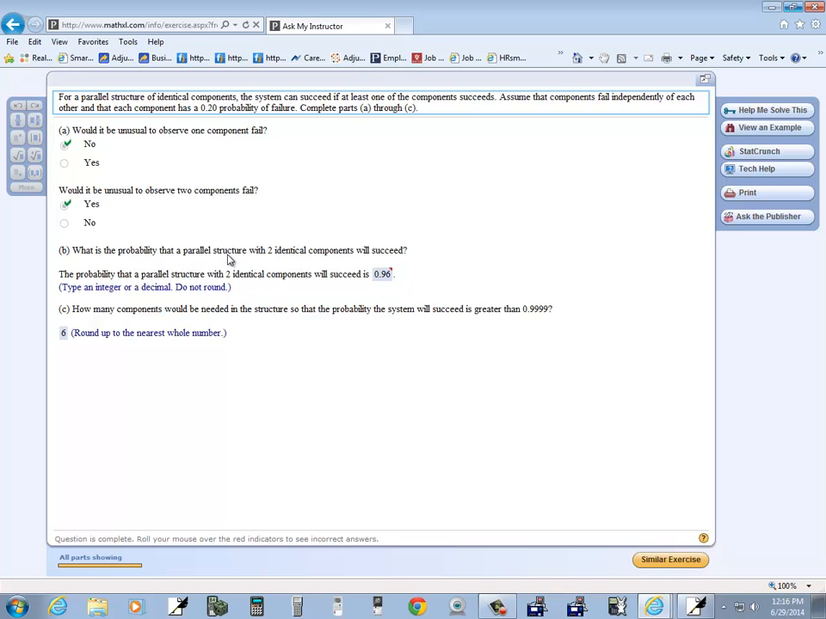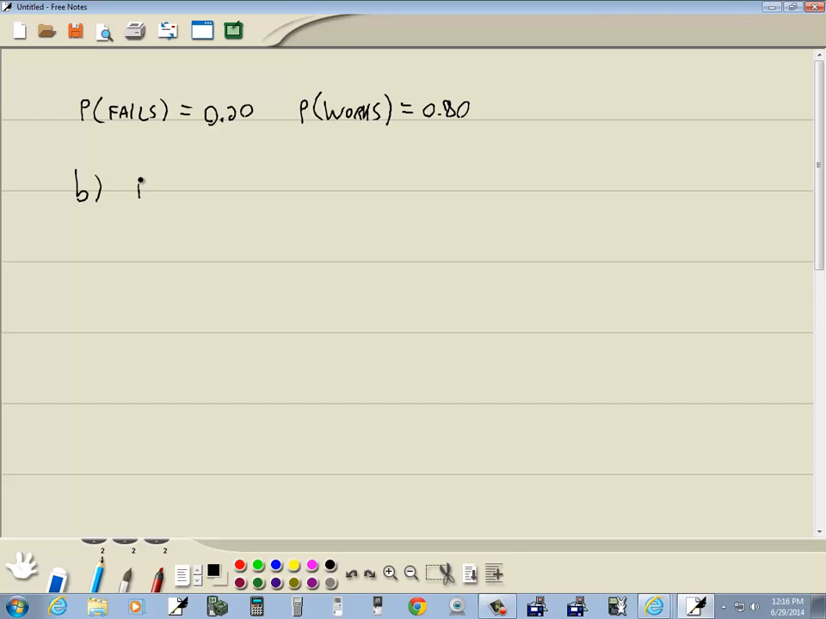Let's see. What is probably that parallel structure will, with two identical components, will succeed? For a parallel structure of identical components, system can succeed if at least one of the components succeeds. Okay. So on B, they're asking, what's probability at least one succeeds? So at least one. And remember, the word we use for succeeds is at least one works.